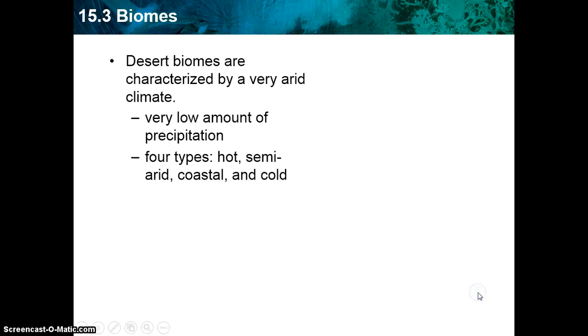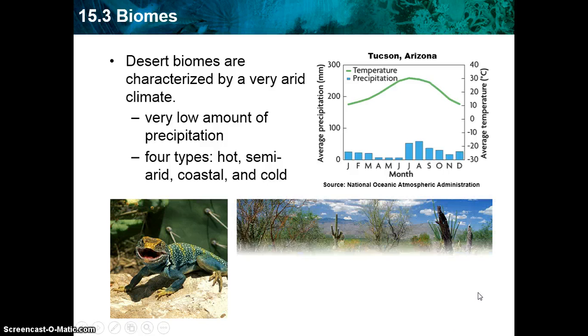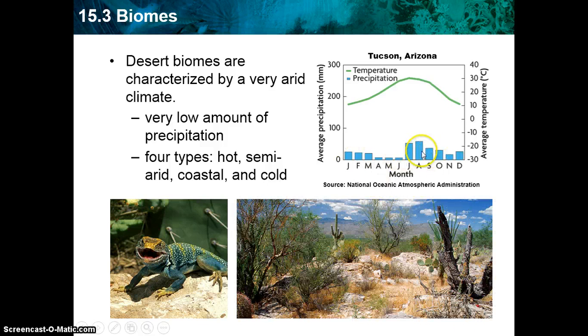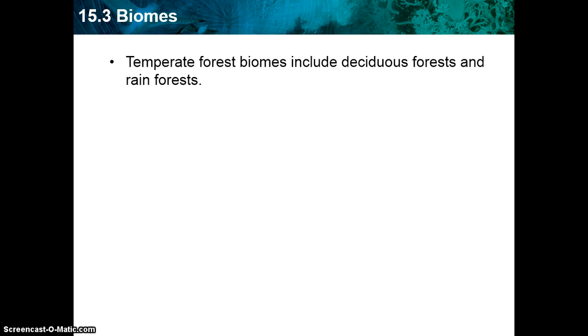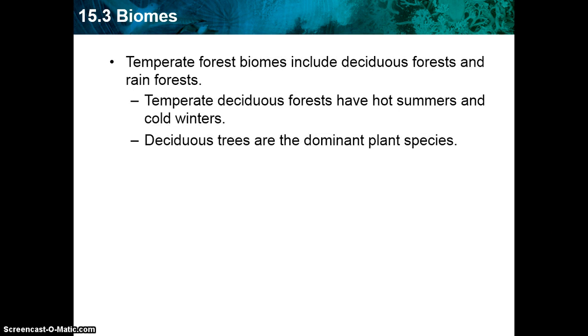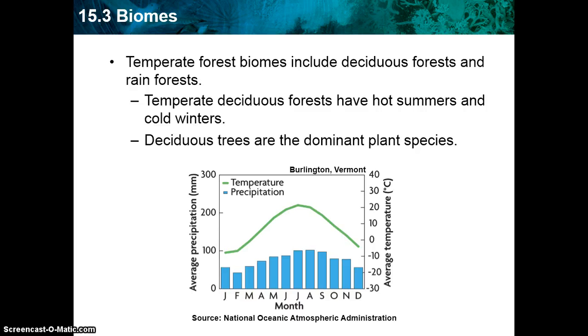The deserts are very, very arid, which means that they're dry. If you notice, the rainfall amount is so much lower than the ones we looked at before. Higher temperature. There's different types of deserts. We have hot deserts, semi-arid, coastal, and cold deserts. And deserts, remember, mainly refers to the amount of rainfall, not necessarily the temperature.